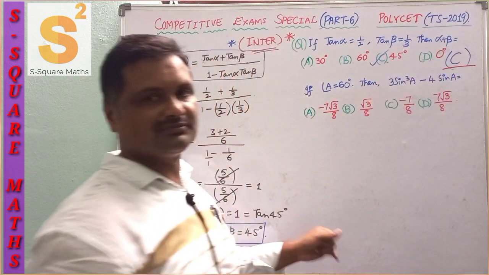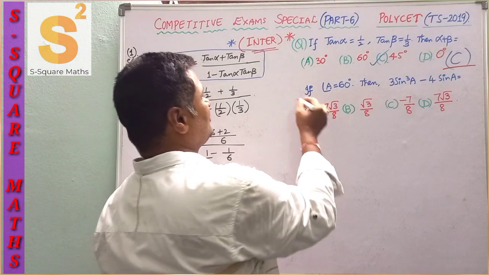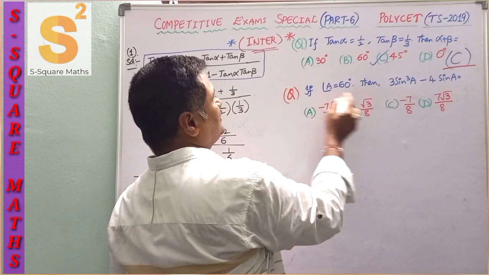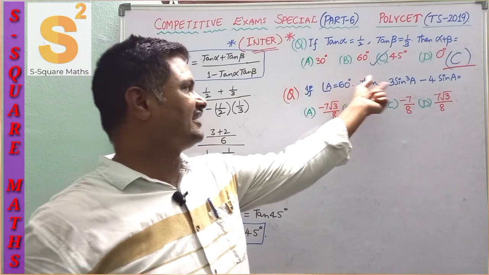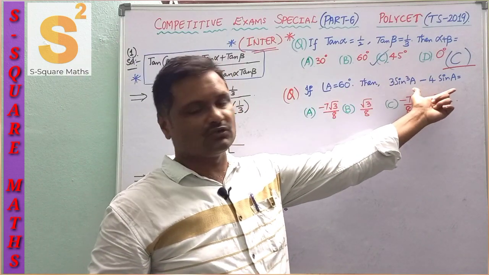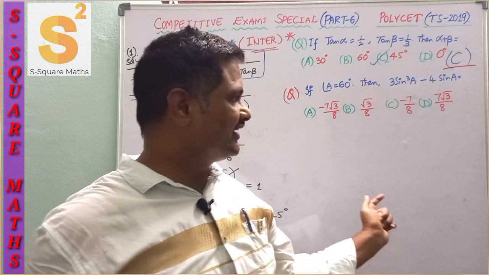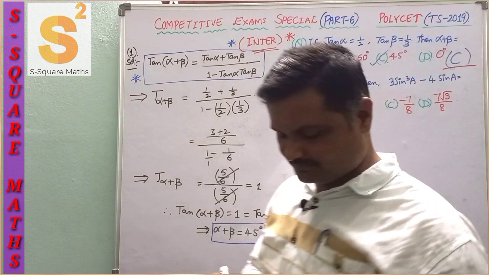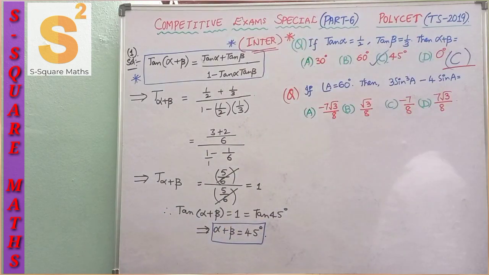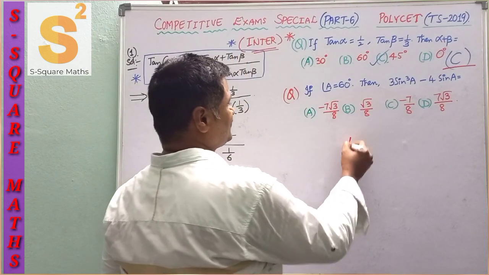Next problem: angle A is equal to 60 degrees, then you have to find the value of this expression. Just substitute A equal to 60 degrees in the two terms, simplify, take the difference, and you are going to get the value. Once you have the total look of the problem, please, viewers, treat this problem as try yourself.